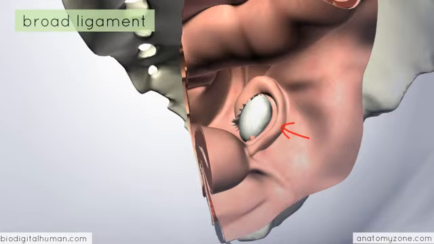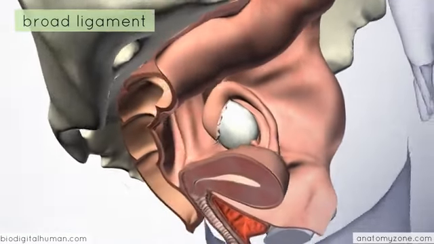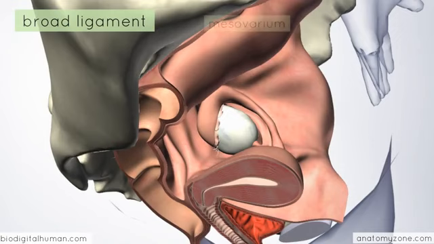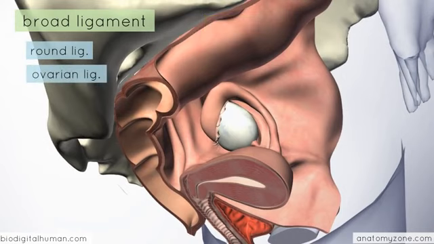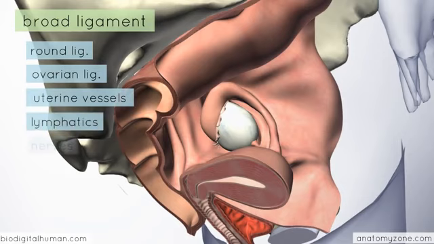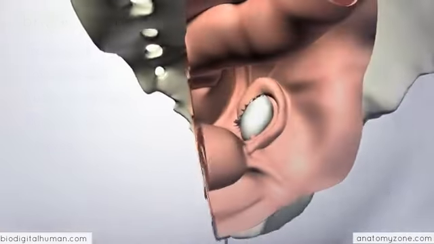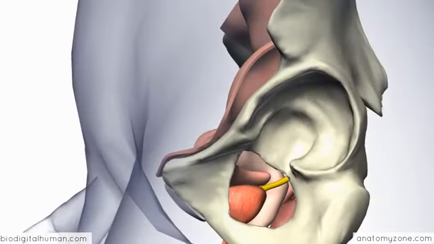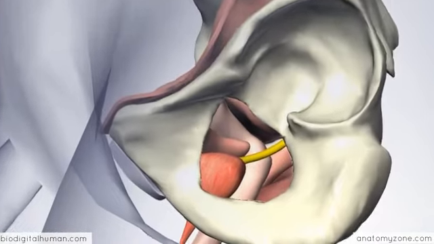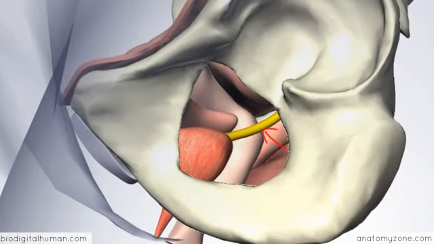It also attaches to the ovary via its posterior aspect, which is known as the mesovarium. It contains the round ligament, the ovarian ligament. It also transmits the uterine vessels and various branches of the ovarian vessels, and it also carries lymphatics and nerve fibers. And if I rotate the model around, what you'll be able to see is that deep to this ligament you've got the ureters coming underneath it to pass into the bladder.